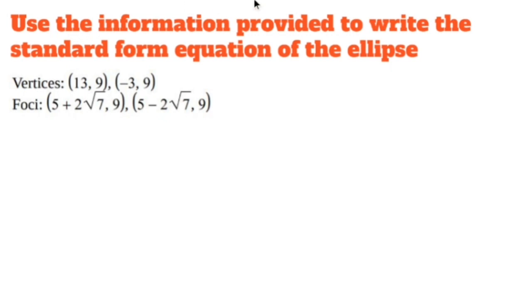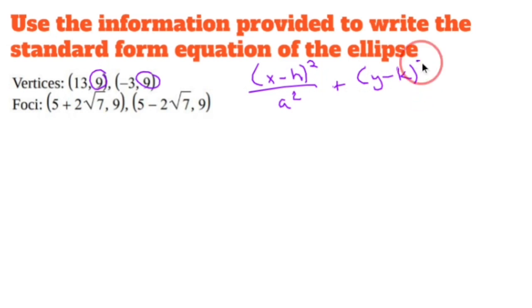Use the information provided to write the standard form equation of an ellipse where I have 2 vertices and 2 foci. This is what I notice. In my vertices, the y values don't change, which means I have a horizontal major axis, which has an equation that looks like this. These are the ones that are wider than they are taller. Okay, so I'm going to write that out. Y minus k squared over b squared equals 1.